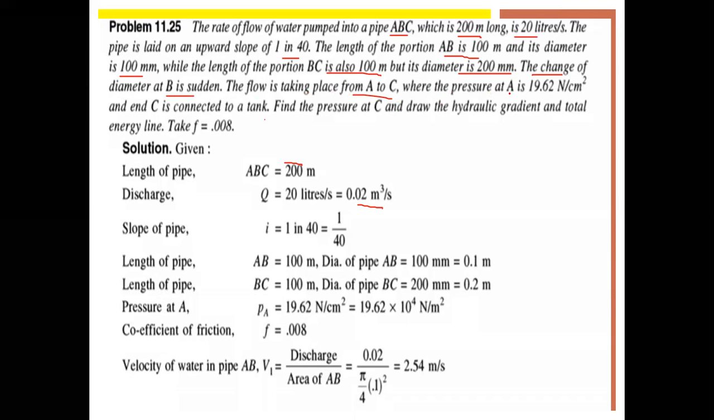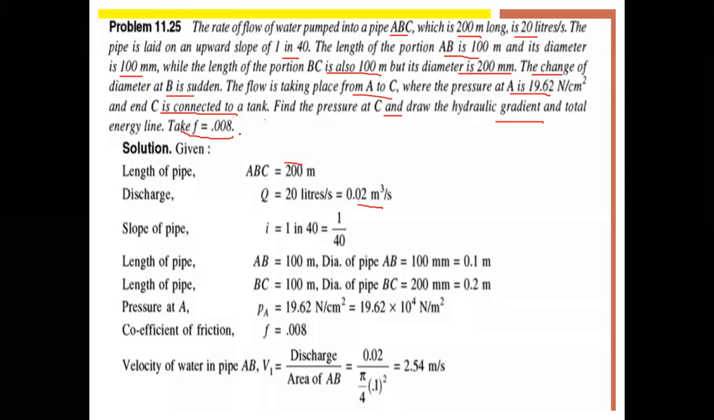The pressure at A, at the entrance, is 19.62, and C is connected to the tank. Find the pressure at C and draw the HGL and TGL. Take f equal to 0.8. So this problem can get you either 15 marks, or if they give 7 or 8, then 8 marks, you can get such a question.